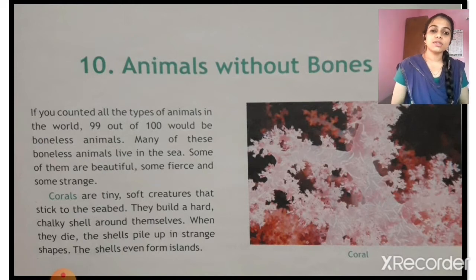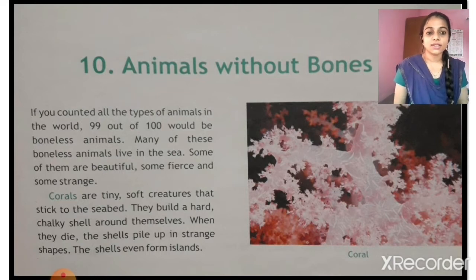If you counted all the types of animals in the world, 99 out of 100 would be boneless animals. Many of these animals live in the sea. Some of them are beautiful, some fierce, and some strange. The study says that out of 100, 99 are boneless animals, and many of the boneless animals live in the sea. Some look beautiful, some are fierce, and some look very strange.